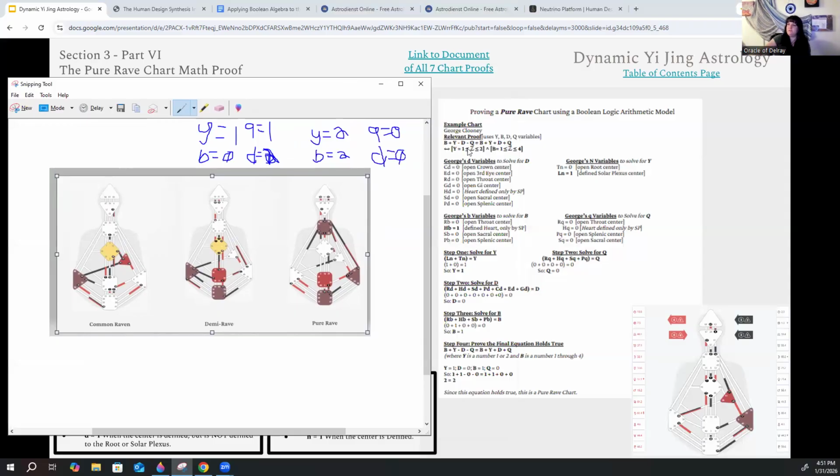So looking back to this proof, it fails because you want B to be 1 through 4 and B is 0. And then D and Q are not 0. D is 2 and Q is 1. So you can't subtract it from one side of the equation and add it on the other side and have the equation equal the same on both sides. So this does not work. And then a common rave fails the equation because Y equals 0 and Y must equal 1 or 2.